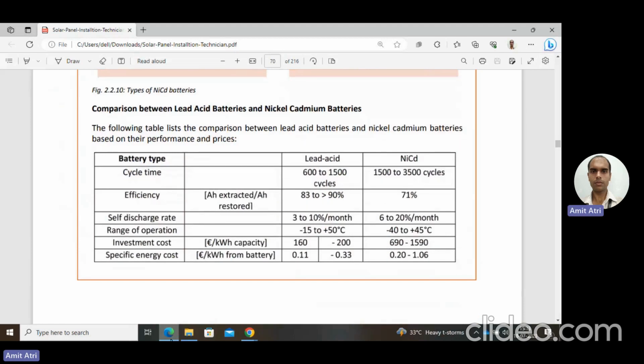Now a brief comparison between lead acid battery and nickel cadmium battery. First parameter, cycle time. Lead acid has 600 to 1500 cycles, whereas nickel cadmium has much higher, about 1500 to 3500. Next one, efficiency.